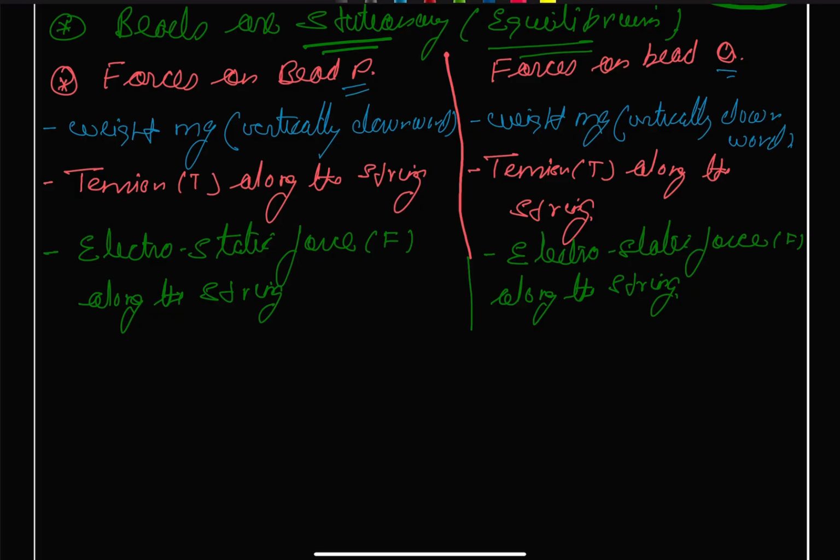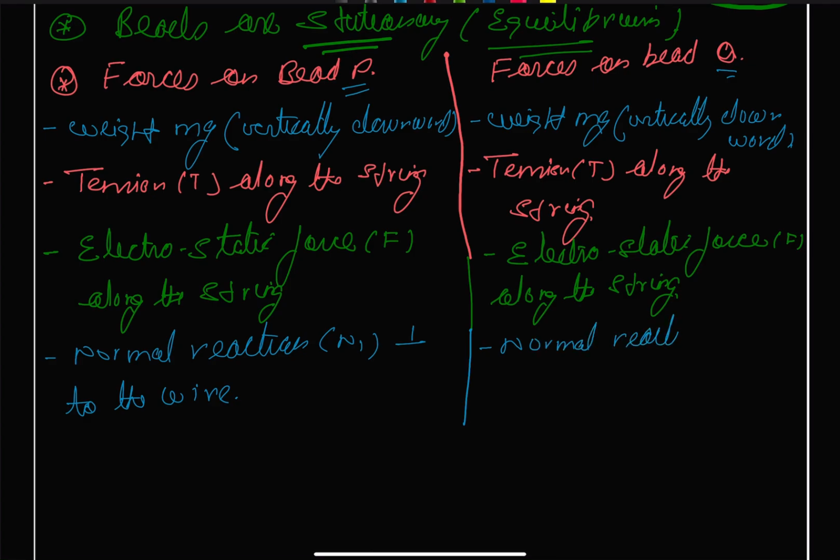And finally, we are going to have the normal reaction. Okay, and normal reaction will be different for both. You can say normal reaction for P, let us call that N1, and it will be perpendicular to the wire. And here also we are going to have normal reaction N2 perpendicular to the wire.